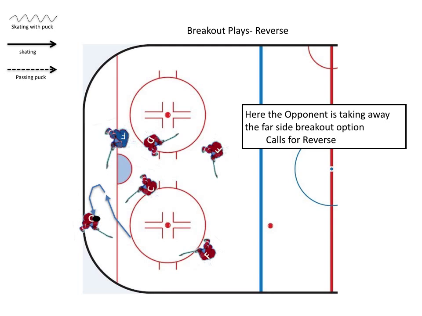Now if the reverse is called, then that near side winger needs to get to the half boards, and the center is going to again mirror the puck, just as we did on the other side. And the pass should be made to the half boards, and then again the center is going to be low and open for the breakout pass up the dot lane.